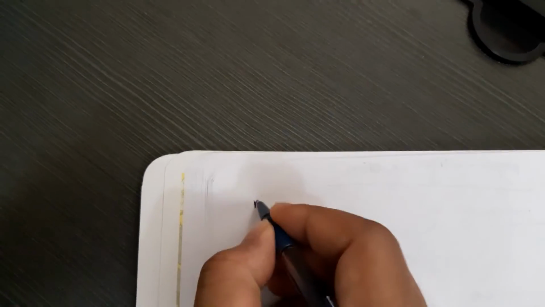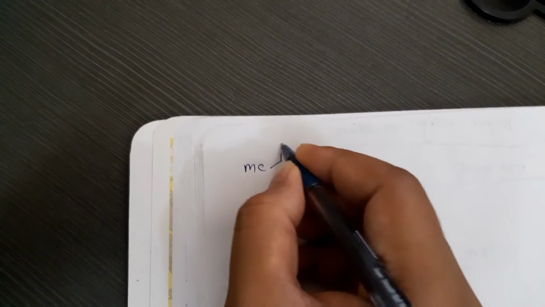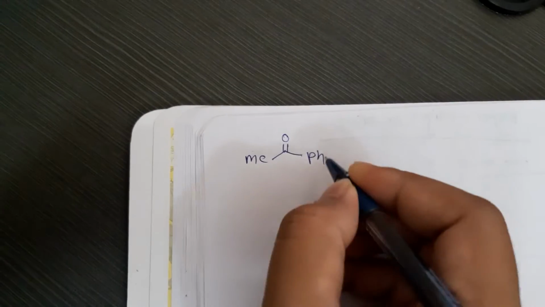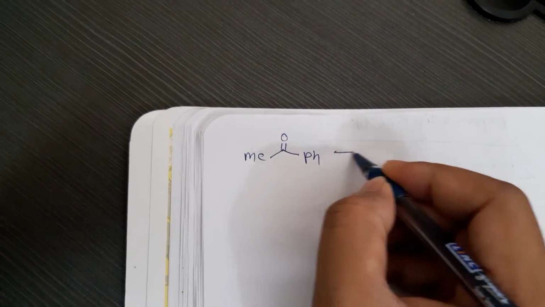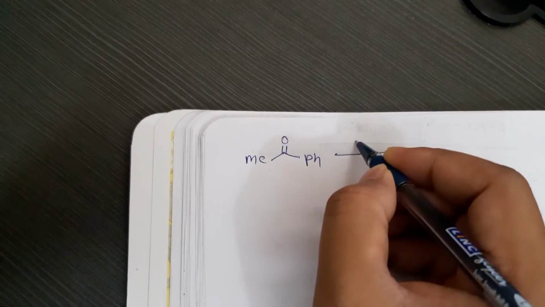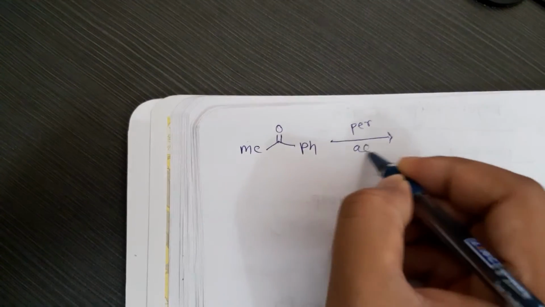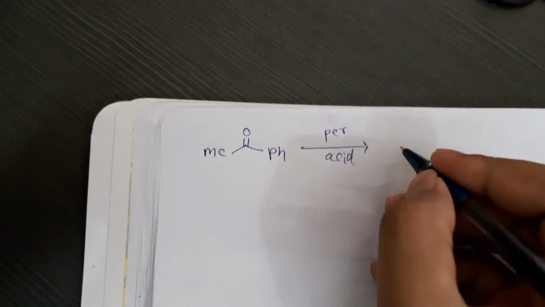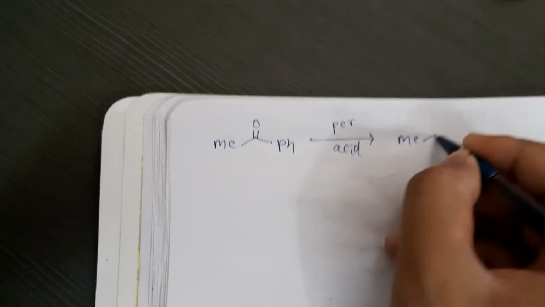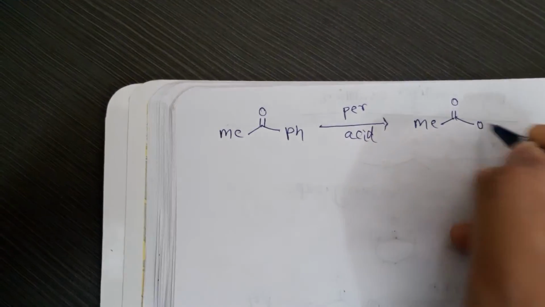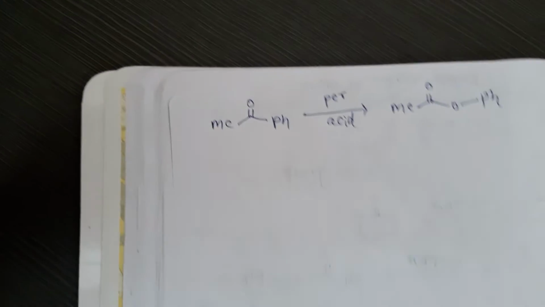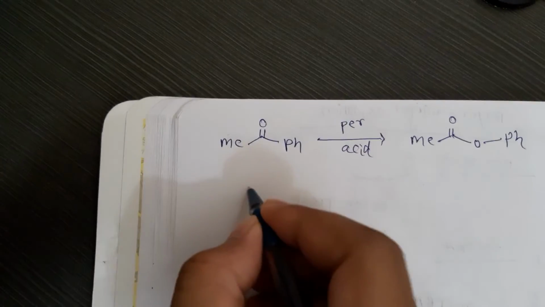So let's see an example here. Two different electron releasing groups, Me-C=O-Ph, in the presence of per acid. The product which is formed is Me-C(=O)-OPh. Here Ph is more electron releasing than the methyl group.